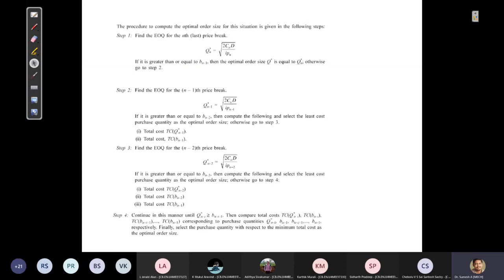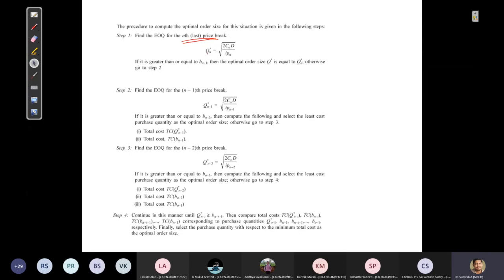In the price break models, initially I took the first figure and tried to figure out where my economic order quantity is going to lie. Then I told that since it is not feasible, I proceeded. That is not the way. It should be the reverse. If there are three price breaks given, you have to initially check the last price break. I have to check the last one and find the EOQ for the last price break.